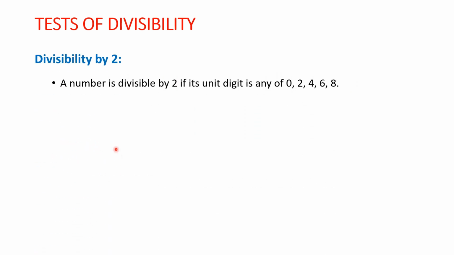Divisibility by 2. A number is divisible by 2 if its unit digit is any one of 0, 2, 4, 6, 8. For example, let's consider the numeral 958746 and check the unit digit. The unit digit is 6. So that means this numeral is divisible by 2.